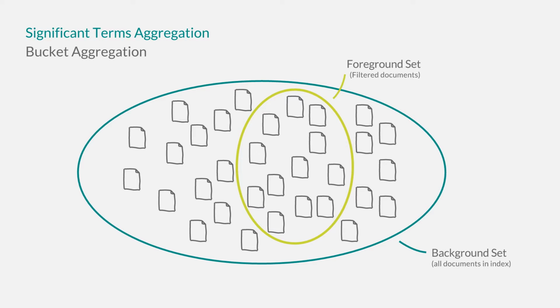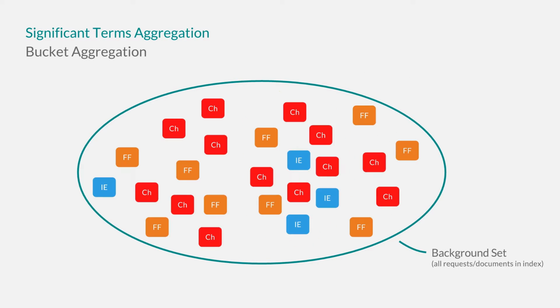Elasticsearch now looks at all the documents within the foreground set and tries to find terms that are significant to these documents within the set, in contrast to the documents outside of the set but within the background set. Let's look at an example. Let's assume we are logging requests to our server into Elasticsearch. Each document has a field containing the user agent of the visitor. In this example, we only have visitors from Chrome, Firefox and Internet Explorer.